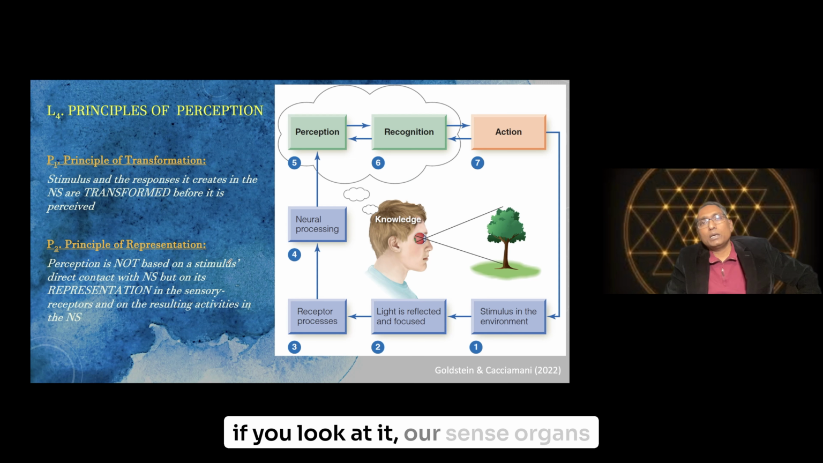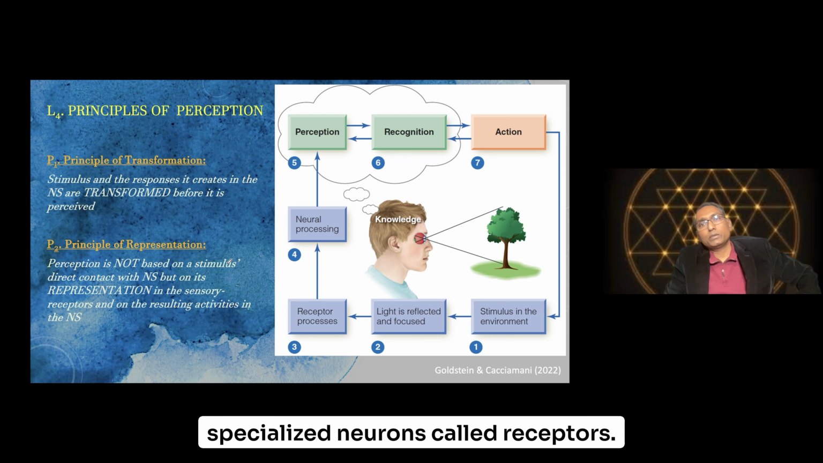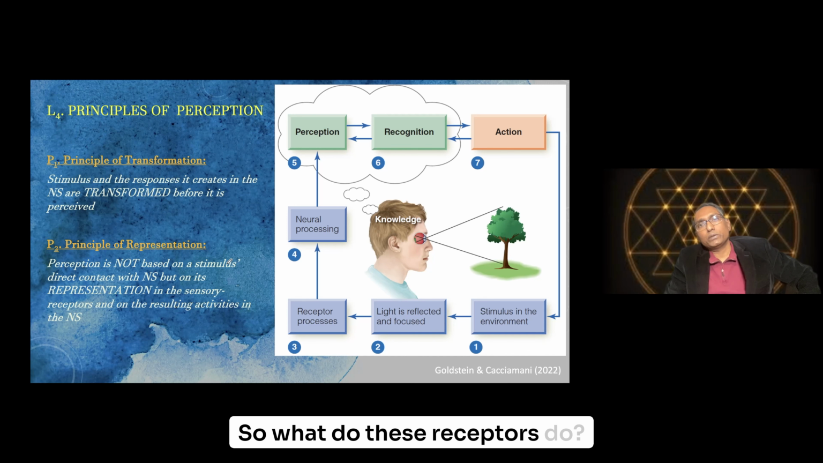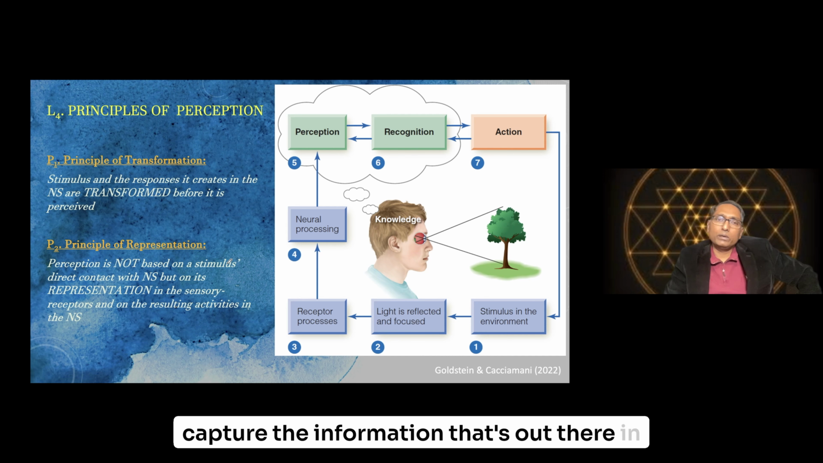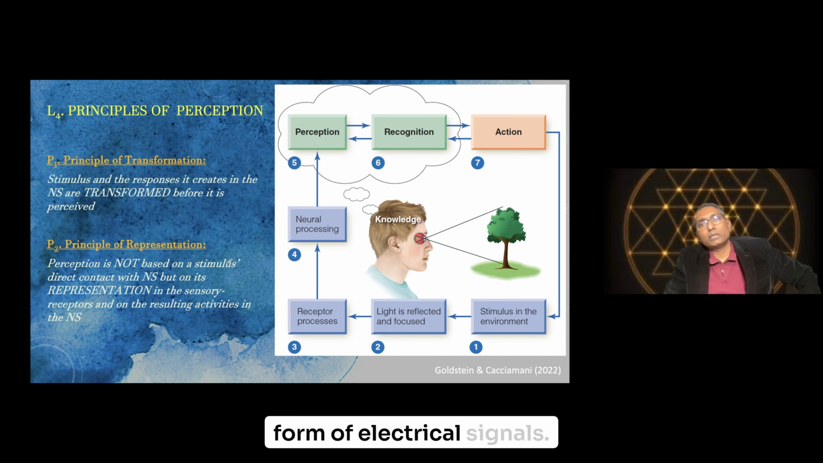If you look at it, our sense organs are specialized structures because of these specialized neurons called receptors. And each of these receptors are given different names. We are particularly interested in vision, and that's what we'll focus on throughout this semester. So, what do these receptors do? Well, these receptors capture the information that's out there in the external environment, in the form of electrical signals.